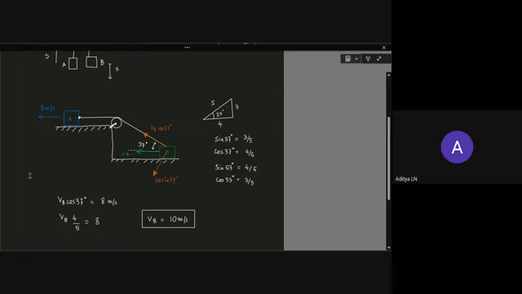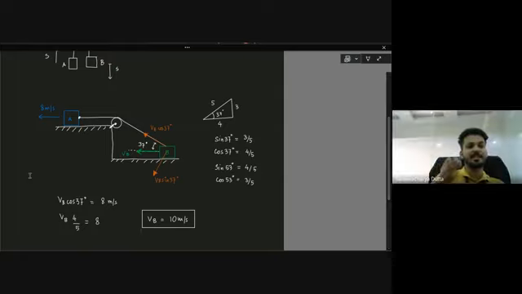Sir, but then as the angle changes, the velocity also changes. Yes, at this particular instant, it is 10 meter per second. As it goes further and further, the angle is going to increase, so at different instants you'll have different velocities of VB. But at this instant, if the string is to not break or slack at any point, then VB has to be equal to 10 meter per second.